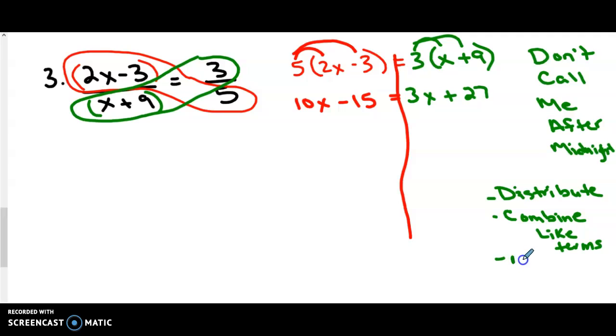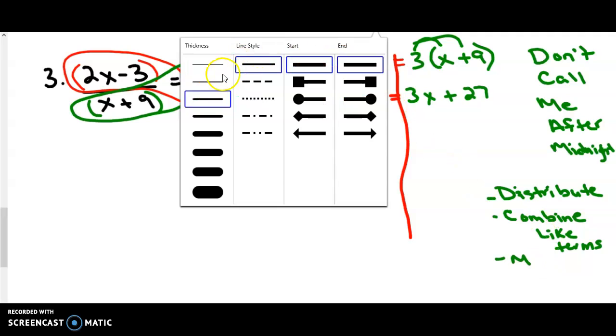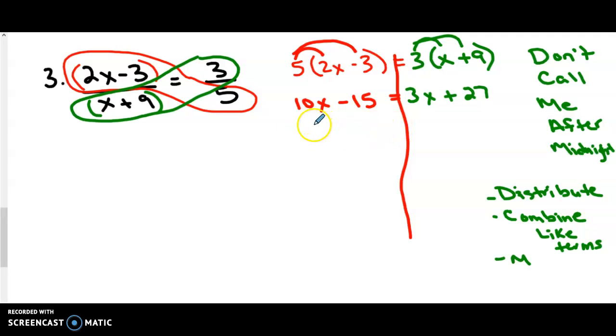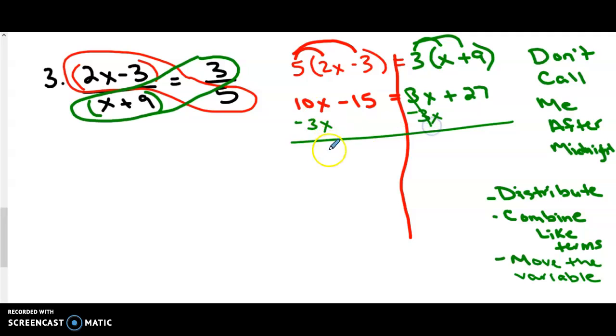The M stands for move the variable. So we have the variable x over on the left and we have it on the right. We need all of our variables on the same side. So let's get this 3x. Since this 3x is positive, we can subtract 3x on both sides. This cancels out. We are left with 7x minus 15 equals 27.